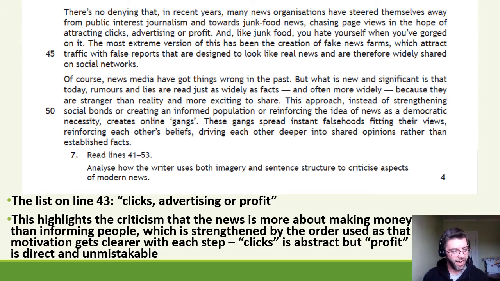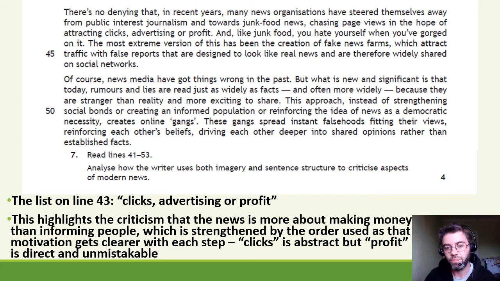So it's highlighting that criticism about making money, because of the order that's being used. I'm looking at a second screen over here in case you're wondering. It gets clearer as we go. So you start off with clicks, which if you know enough, you could probably connect to being about money. Then you get to advertising, much more clearly about money, but then you get the word profit, which is money, gathering as much as you possibly can.